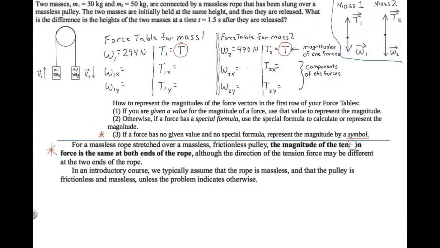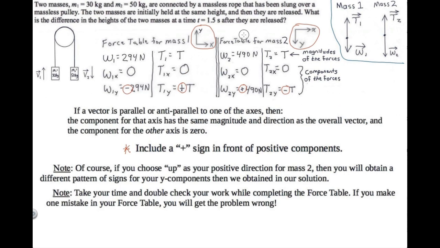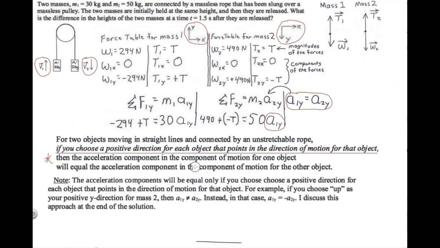The magnitude of the tension force was the same at both ends of the rope, so we used the same symbol, capital T, to represent the magnitude of the tension force at both ends of the rope. Since we did choose different y-axes for the two masses, we had to be extra careful to get the correct plus and minus signs for every component in our force table.